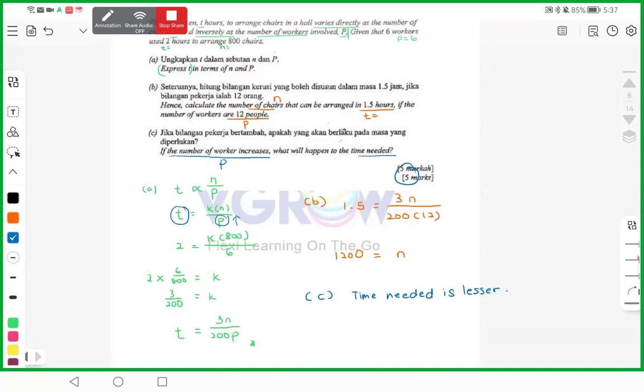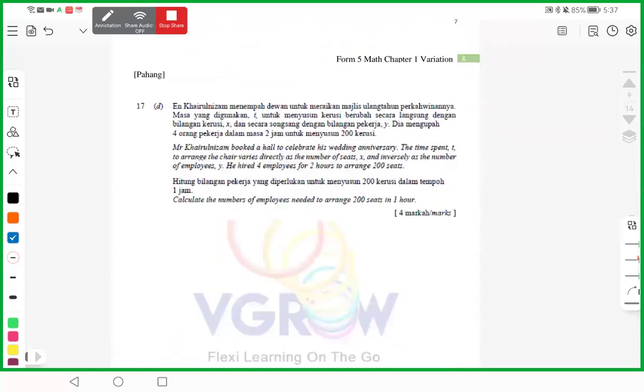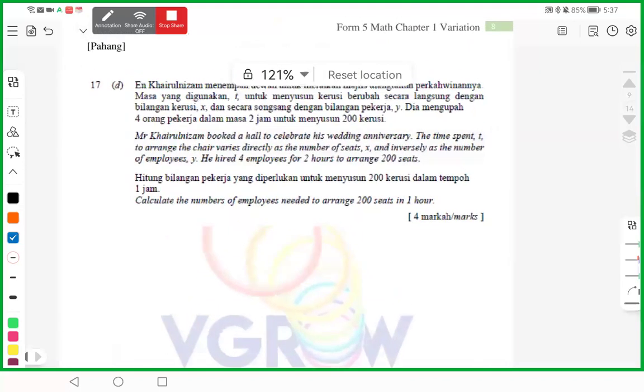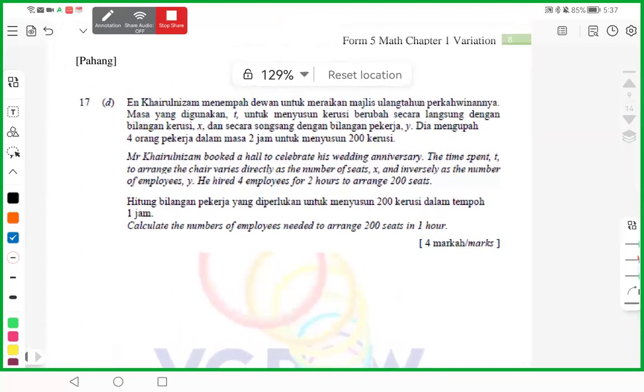So this type of question in chapter 1 is not that hard. Okay, so shall we proceed? All right, thank you. Next question is almost similar. It's the same. Let me see this one. Almost the same, right? We just change only.